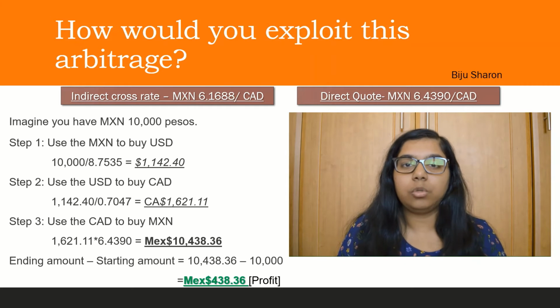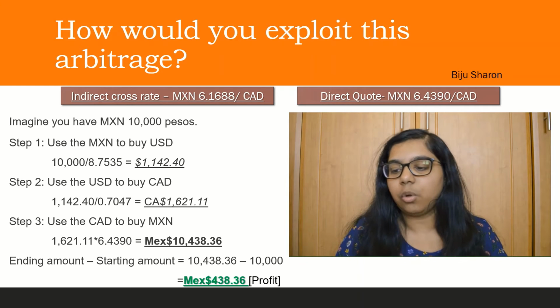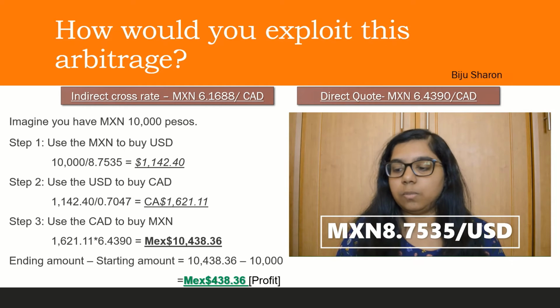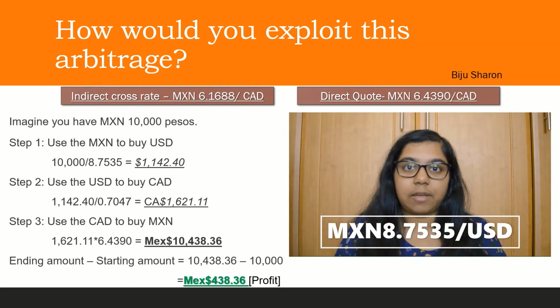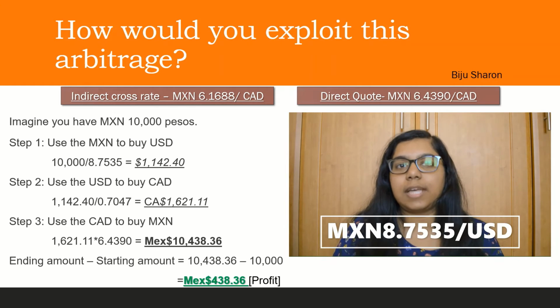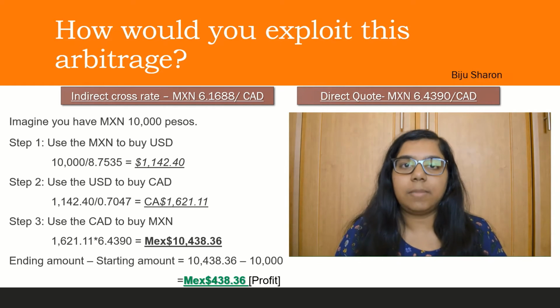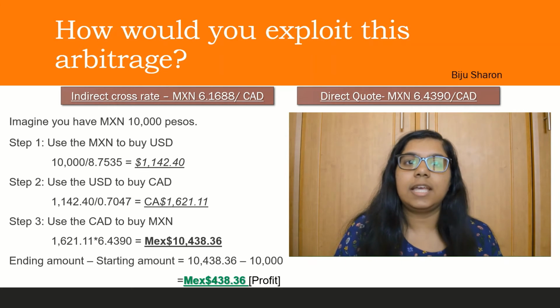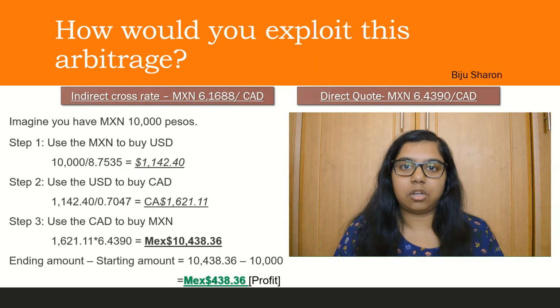Step 1 would be to use these Mexican pesos and buy US dollars. We know that the exchange rate is, for $1 we need to pay 8.7535 Mexican pesos. So when we do the calculation, 10,000 Mexican pesos divided by 8.7535 gives us 1,142.4 US dollars.